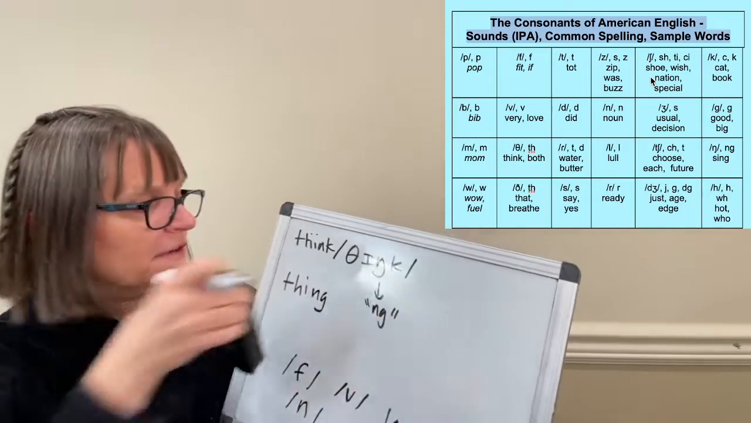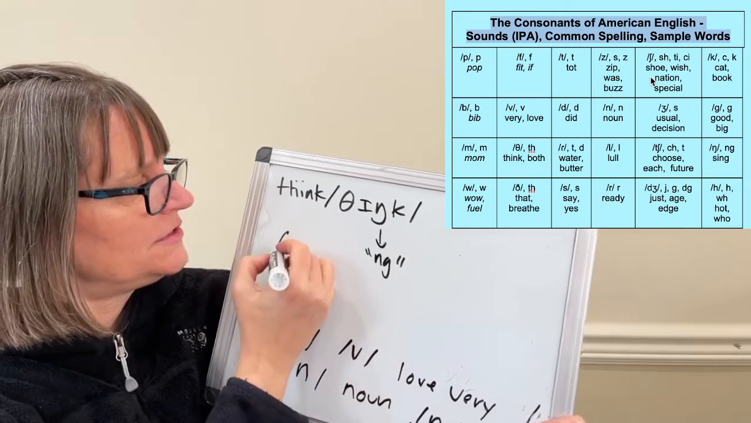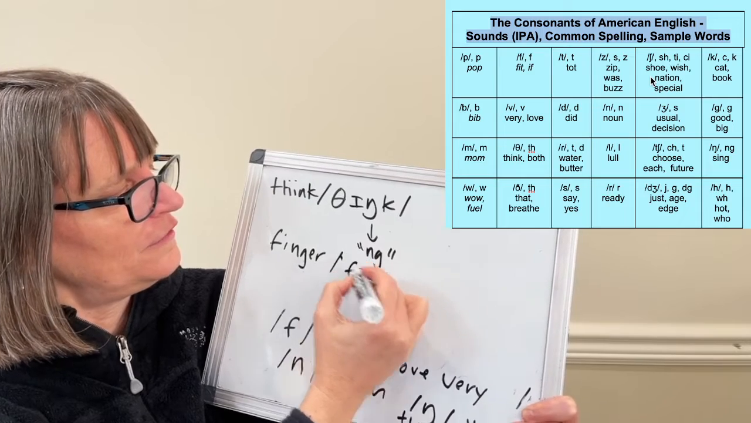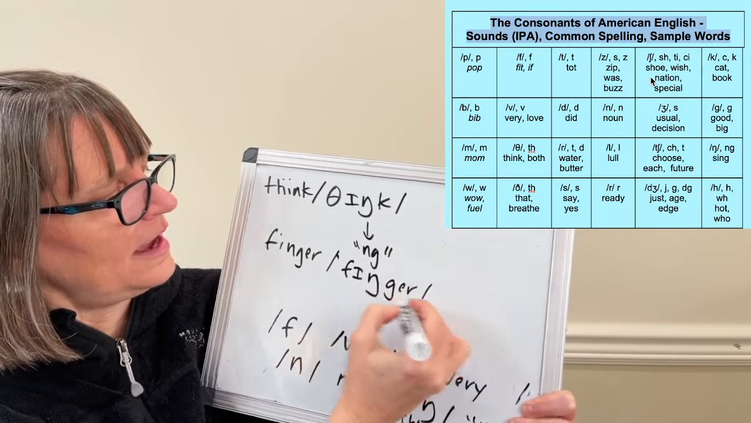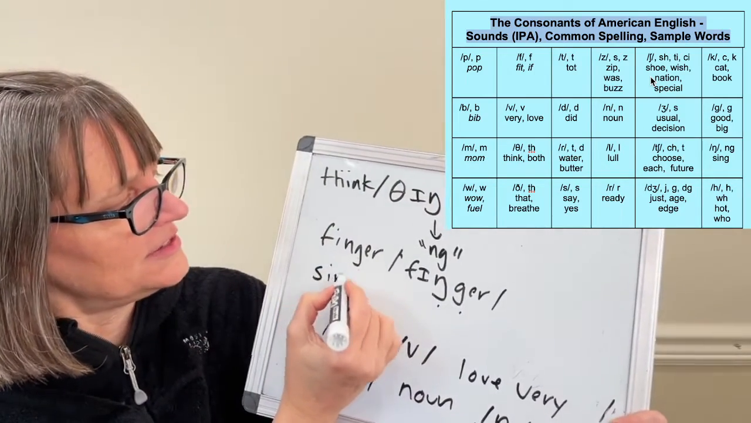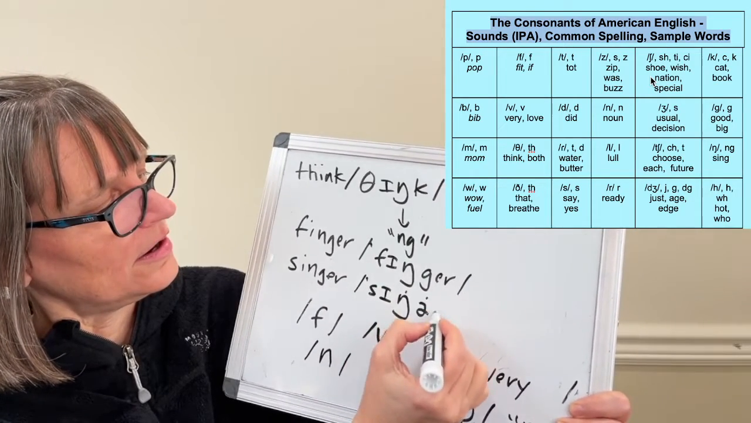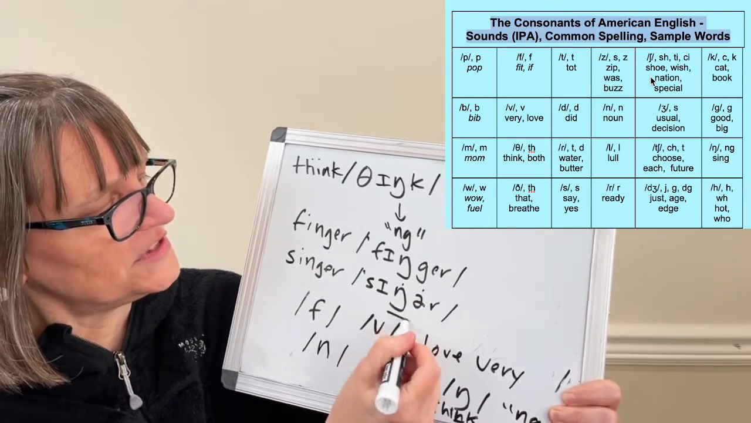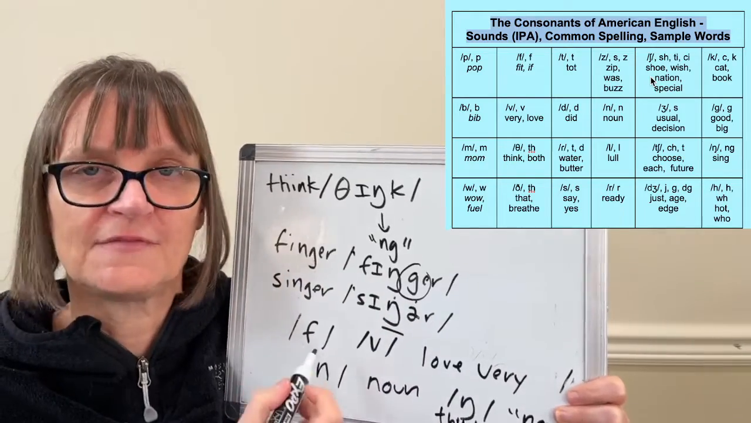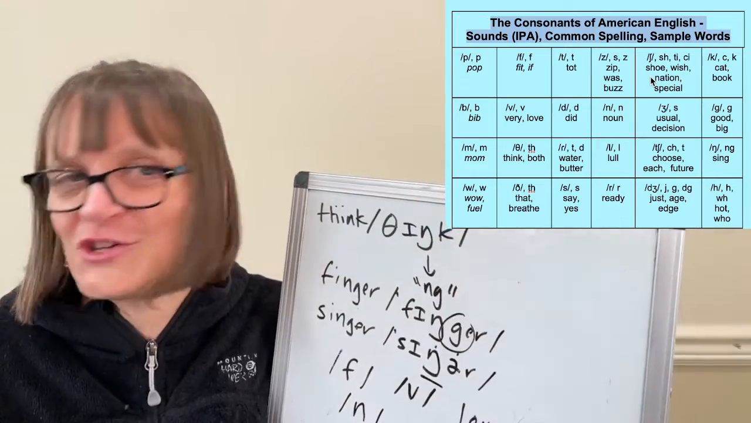Actually, let me give you a different example. A lot of times it's confusing to know what the NG does in the middle of words. So if I look up finger, I'll see I have the NG sound plus the g sound, finger. But in a word like singer, I have just singer. So it's not singer with a g, there's just the NG sound. There's no g sound like in finger. So again, IPA saves the day here. Finger, singer.